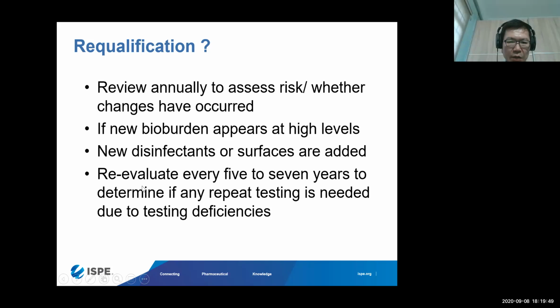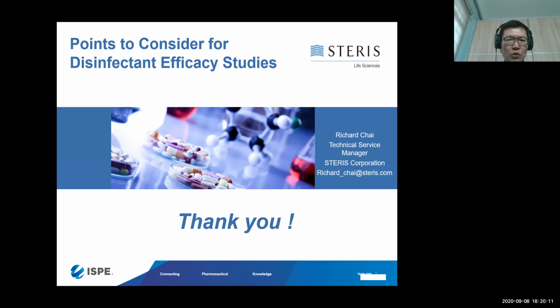And also re-evaluate every 5 to 7 years to determine if any repeat testing is required due to testing deficiencies, because sometimes some of the test methods or test standards get updated or changed. So you will need to review and re-evaluate whether you still meet those requirements. So with that, I come to the end of this presentation on the points to consider for disinfectant efficacy studies, to give you an idea of the important points to consider before you get into the efficacy studies.